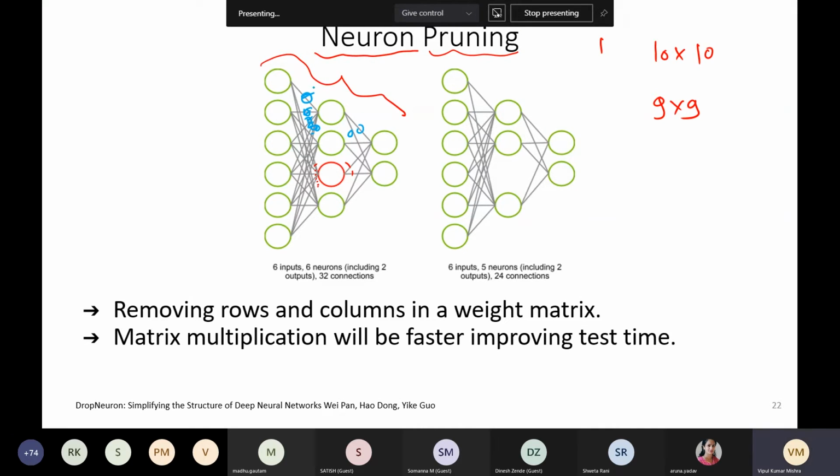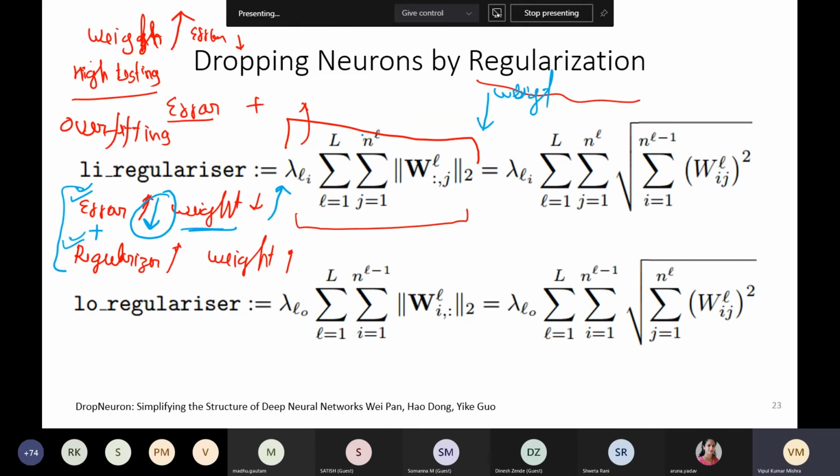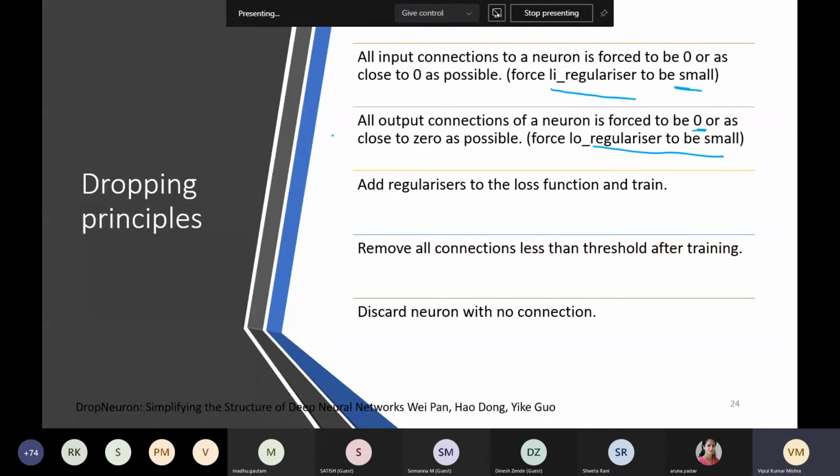Now once you find a node where all inputs and outputs are 0, it means they have no impact. So then you will remove them, right? Same thing we are doing here. So add a regularizer in the loss function to train and remove all the connections which are less than the threshold. And if you have a node which does not have any connection, then just discard it, right?